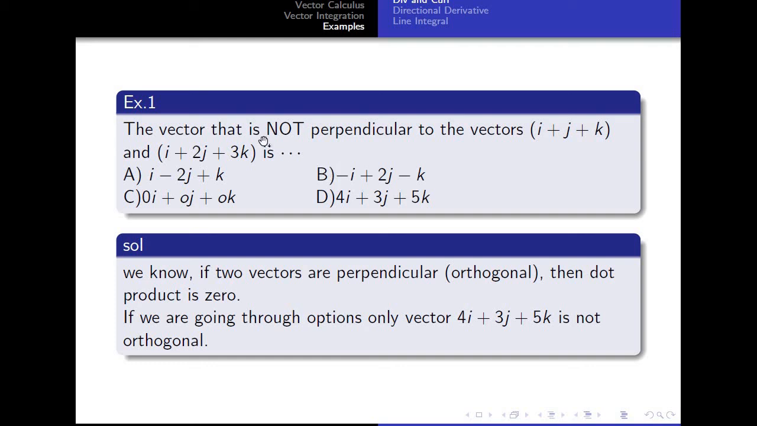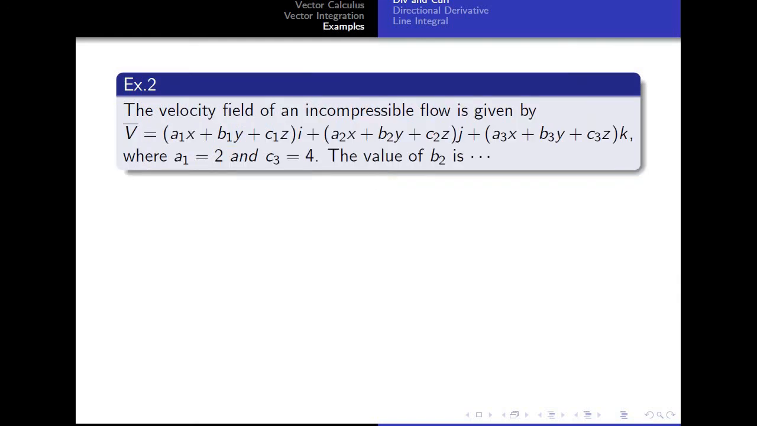Again, please read carefully: not perpendicular. All these three vectors are perpendicular, but only the fourth is not perpendicular. You can check with this vector, or also with this vector. This was asked in the last exam. Now we take the second example.